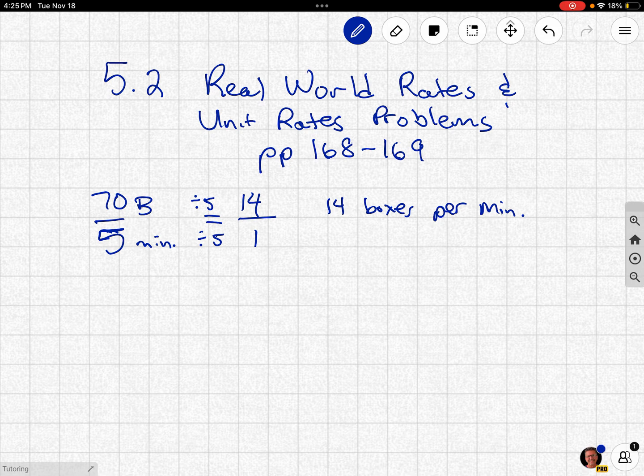And it says how many boxes of spaghetti can be packed in 8 minutes. Well, if there's 14 boxes per minute, all I have to do is multiply that by 8. 4 times 8 is 32, and 11, so 112 boxes can be packed in 8 minutes. All right, so there's your solution for that first problem.